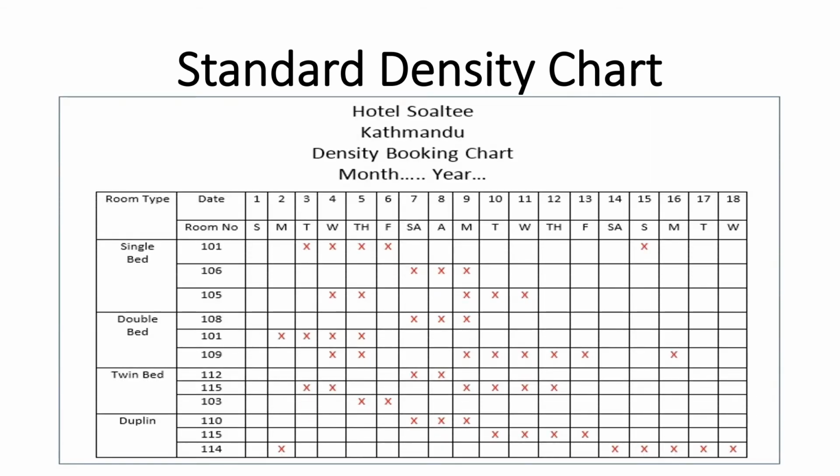Standard density chart. A standard density chart was developed to overcome the problems and drawbacks of a conventional chart. A density chart is prepared for each category of room for the duration of 1 month. The vertical column indicates the date and the horizontal column represents individual rooms. An identification mark is put in appropriate boxes to indicate a reservation. The minus sign indicates that one can take overbooking using the density chart.